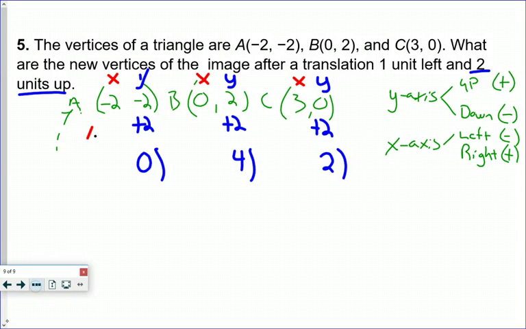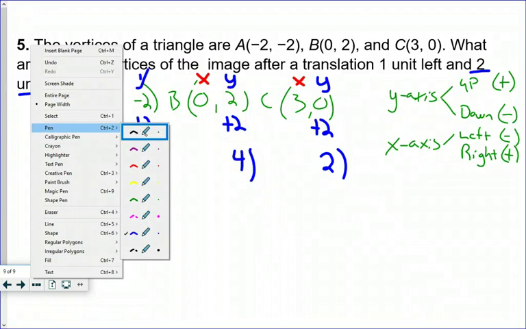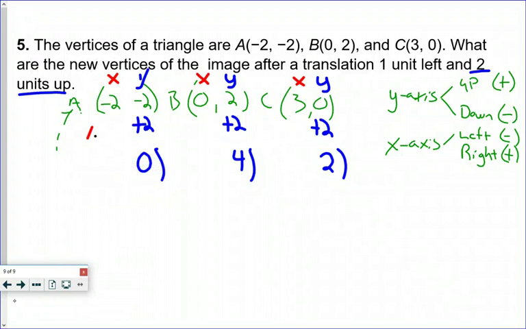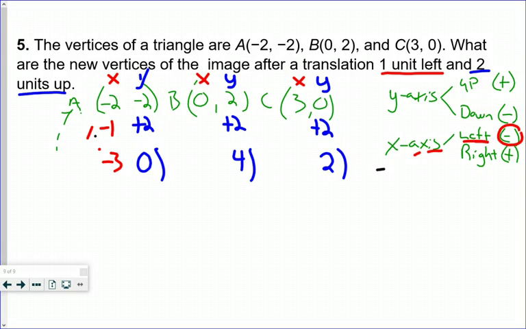Let's go ahead and do our x's. So at x, go back, get some red here. X, we want to move it 1 unit to the left. Remember, that's the x-axis, and it means negative. So we are subtracting now. So we're going to subtract 1 unit from each of the x's. So -2 minus 1 gives us -3. So our new coordinate for A would be -3, 0.